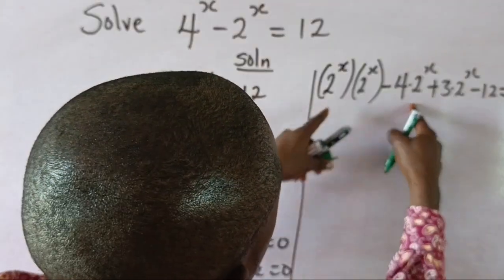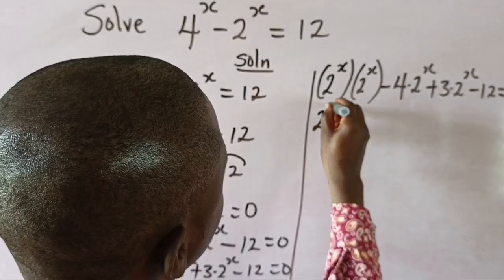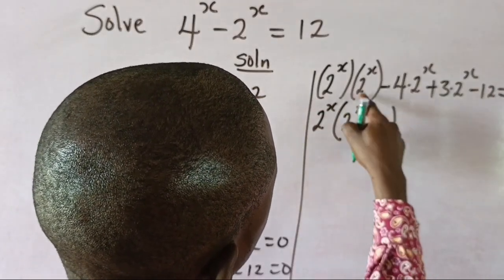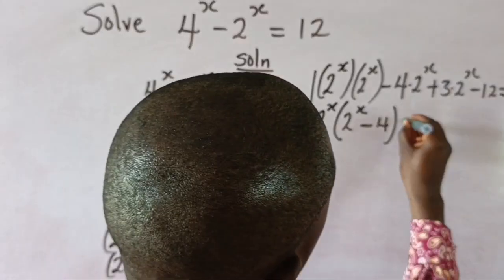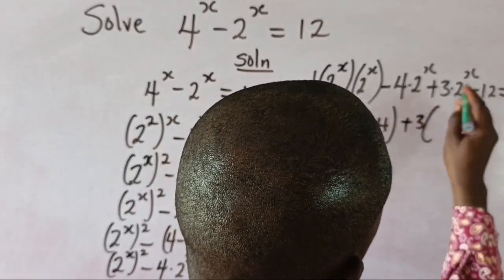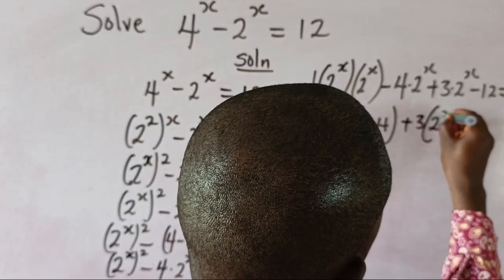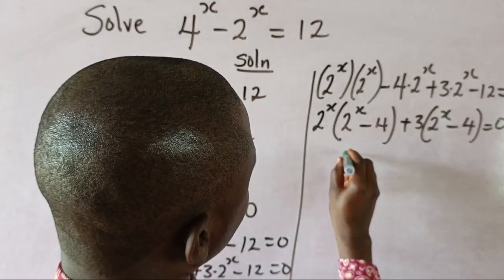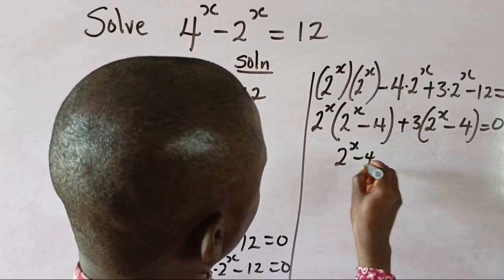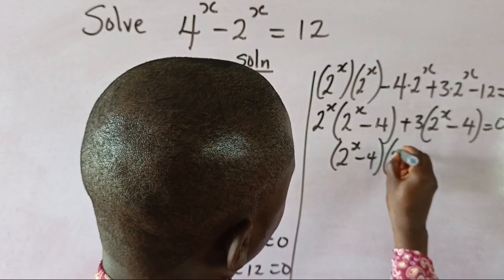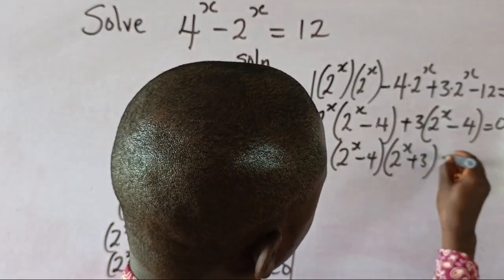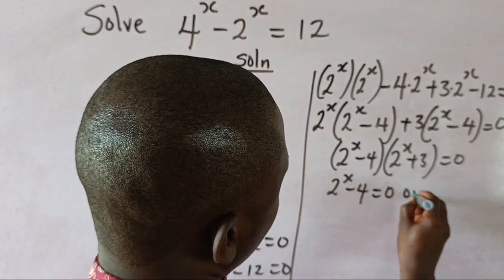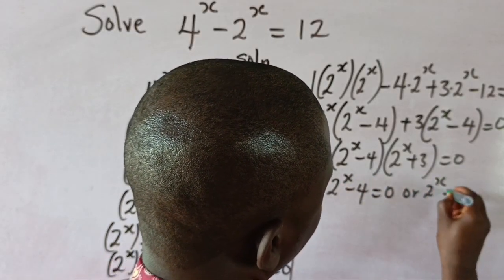So the first two terms, 2^x is the common factor. By factorizing 2^x out, we have 2^x times (2^x minus 4). Then the last two terms, 3 is a common factor. From here we have 2^x left, and from 12 we have 4, equals 0. So we have 2^x minus 4 as a common factor, then 2^x plus 3 equals 0. Therefore, 2^x minus 4 equals 0, or 2^x plus 3 equals 0.